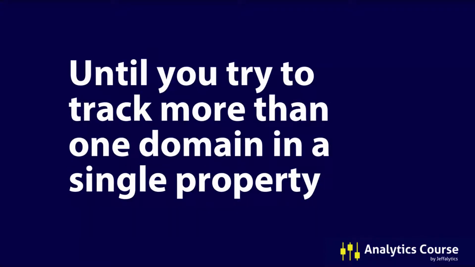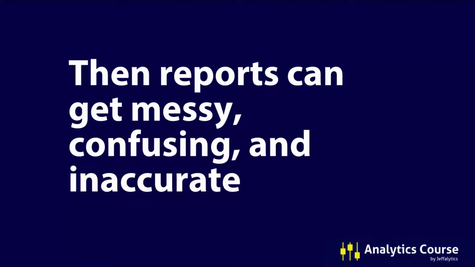So Google Analytics works really well until you try to track more than one domain in a single web property. Now I'll show you what that looks like in just a second here, but it works really well until you try to track more than one thing, more than one domain name, essentially. And then your reports can get messy, confusing, and inaccurate. And it can be something that's really frustrating. It's probably the number one question I get from people about Google Analytics is, how do I fix this problem where I don't trust the data that comes into my site?